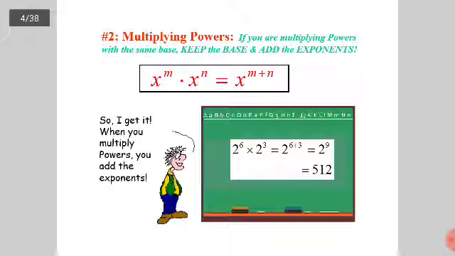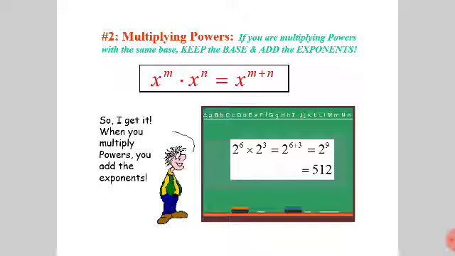Next one, multiplying powers. If you are multiplying powers with the same base, keep the base and add the exponents. Multiplying powers means the base is the same and the powers are different. So when you multiply powers, you add the exponents.